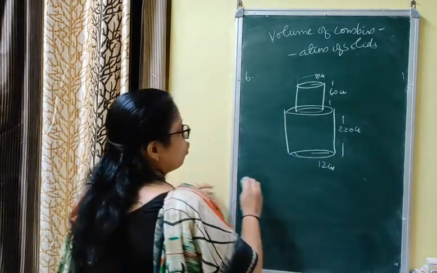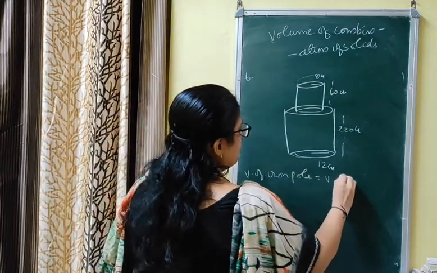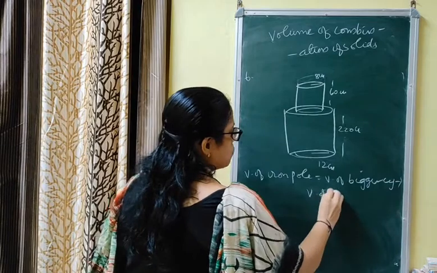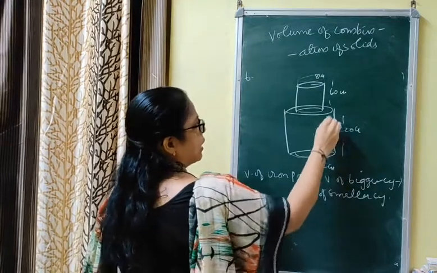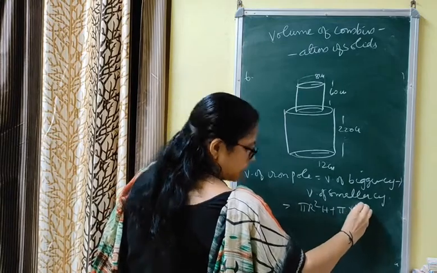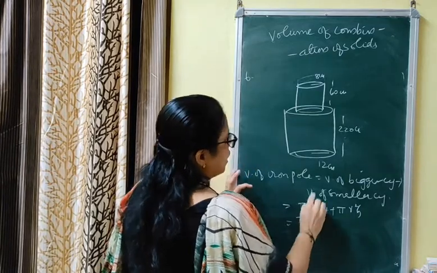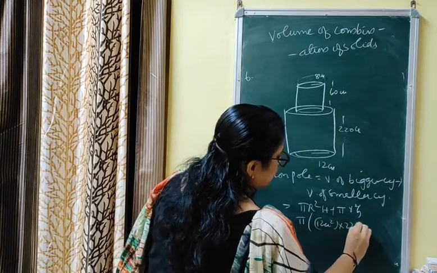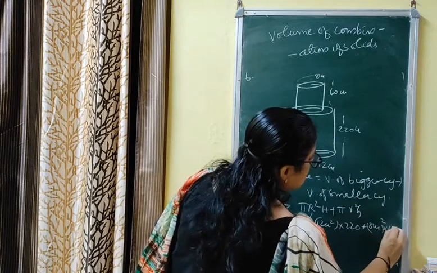First of all, we have to find the volume of both cylinders. The volume of the iron pole is equal to the volume of the bigger cylinder plus the volume of the smaller cylinder. For the bigger cylinder you can use capital R and capital H, and for the smaller one small r and small h. That is pi R square H plus pi r square h. Taking pi common, it is pi into R square H, where R is 12 centimeter square into H is 220, plus small r is 8 centimeter square into 60 centimeter.